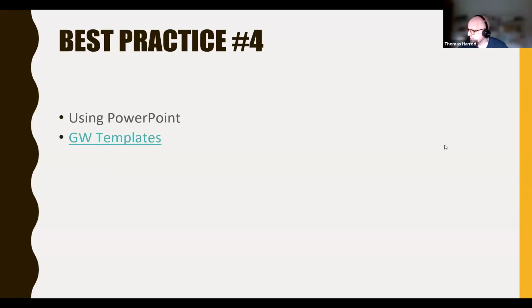Using templates. I see that there was a template shared in the chat, so thank you for doing that. For a lot of these things, templates exist, so just use those templates. That's a great starting point. They will be sized appropriately to begin with. So if a template is provided, by all means use that. If no template is provided, there are ways of using PowerPoint to create your own template.